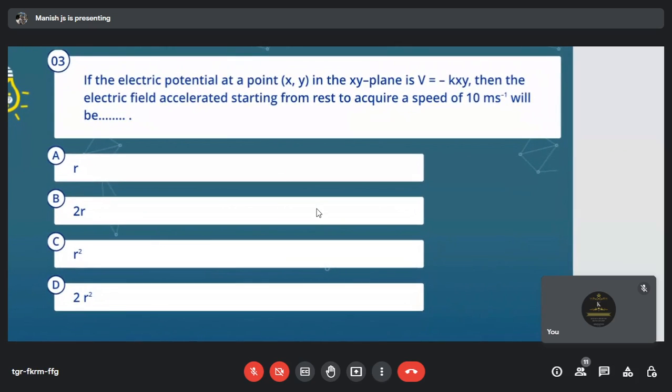Okay, next question. If the electric potential at a point x comma y in the xy plane is a function minus kxy, what is the electric field, given a charge accelerated starting from rest to acquire a speed of 10 meters per second? So the speed is 10 meters per second. So they are asking what will be the electric field.